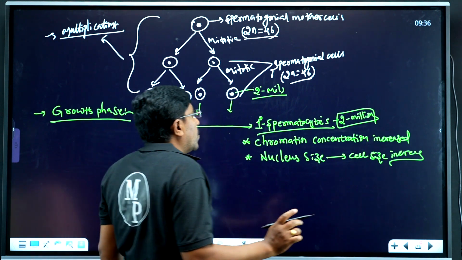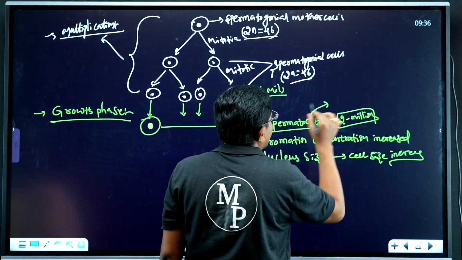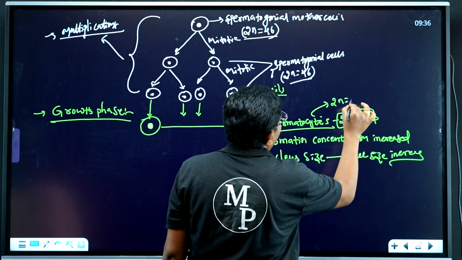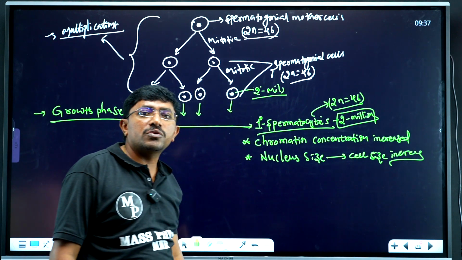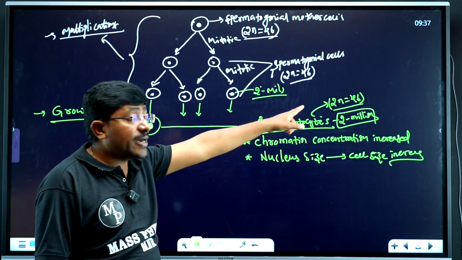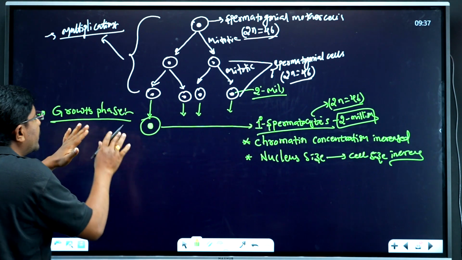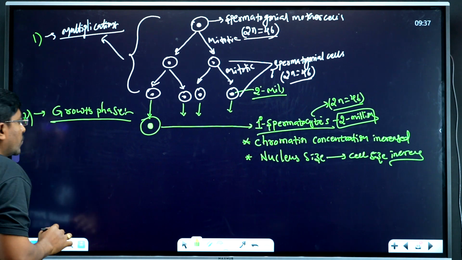One more important point: these primary spermatocytes are also present in a diploid state, meaning 46 chromosomes are there. Up to here, this is the first and second phase, the multiplication and growth phases.